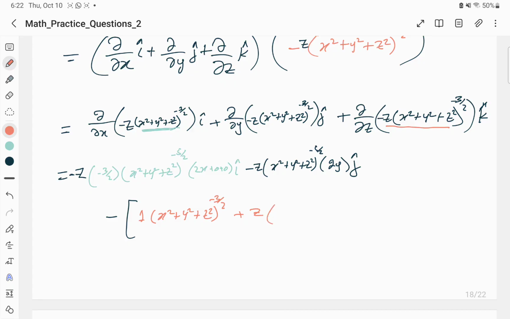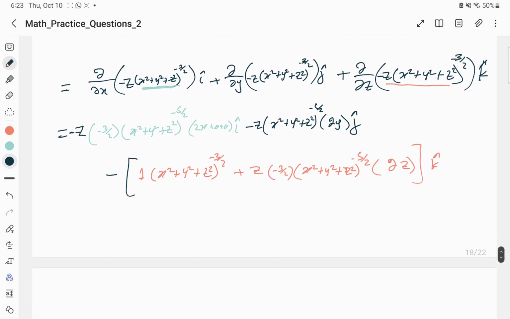The derivative of the other function, this expression with respect to z, will be that negative 3 by 2 will come in the start, and x square plus y square plus z square to power negative 5 by 2, and the derivative of the inner function with respect to z will be 2z. This will be the k component.